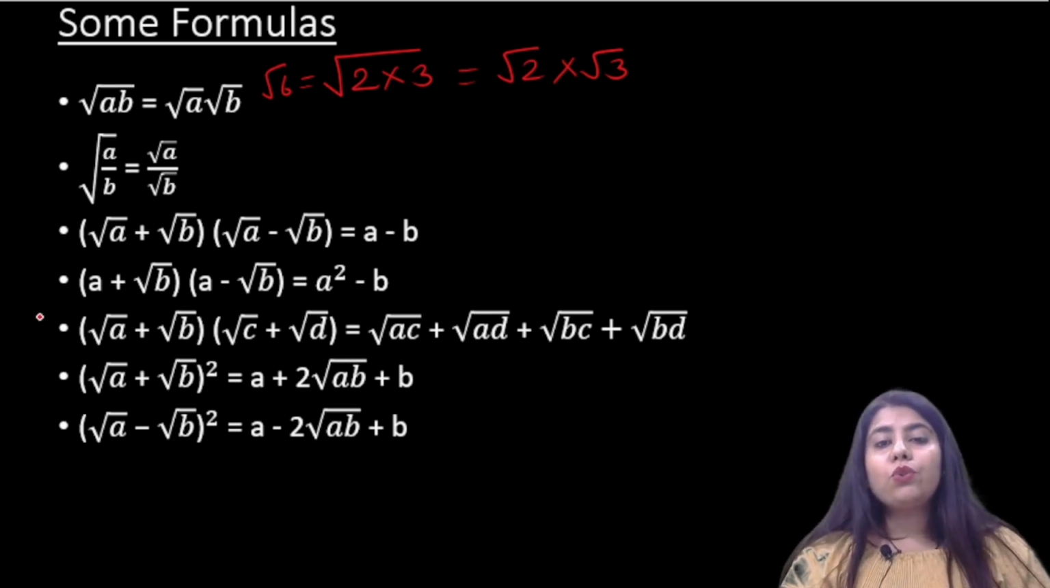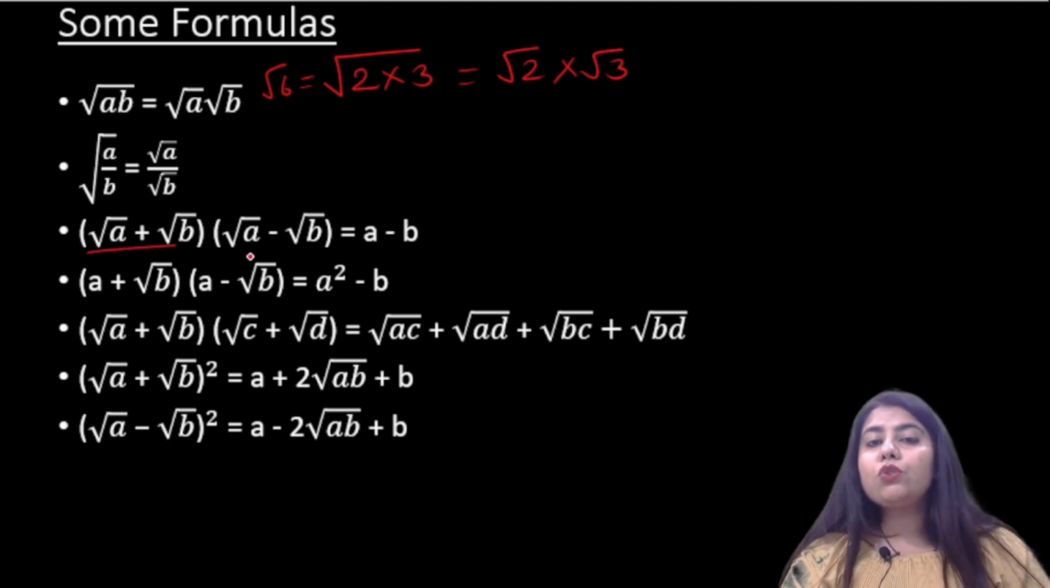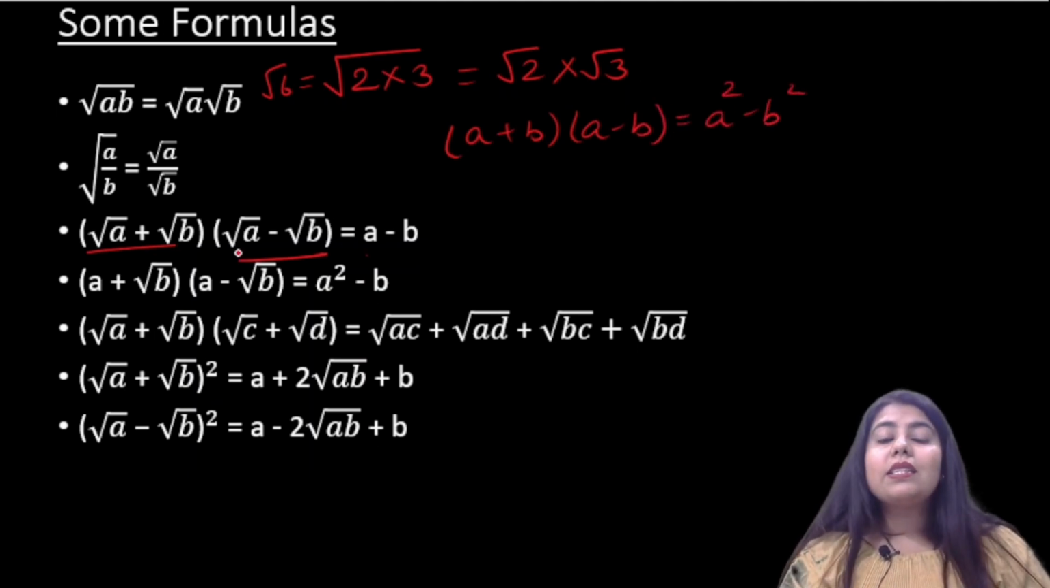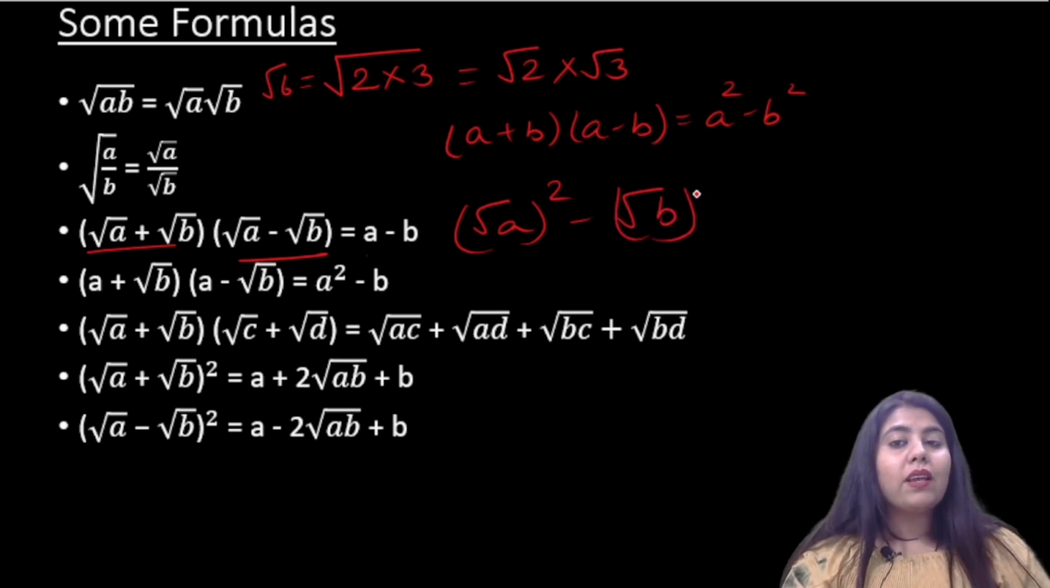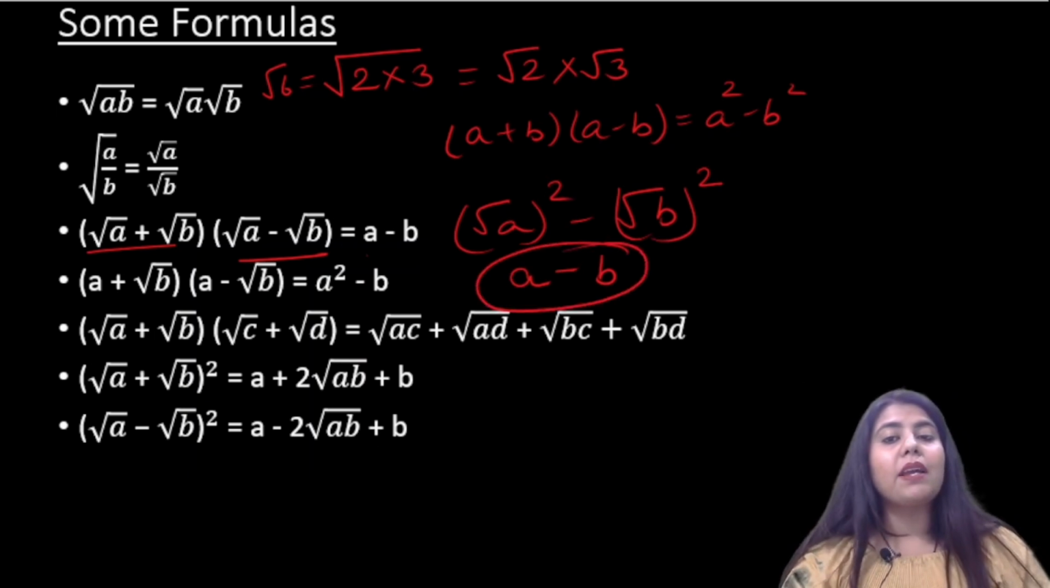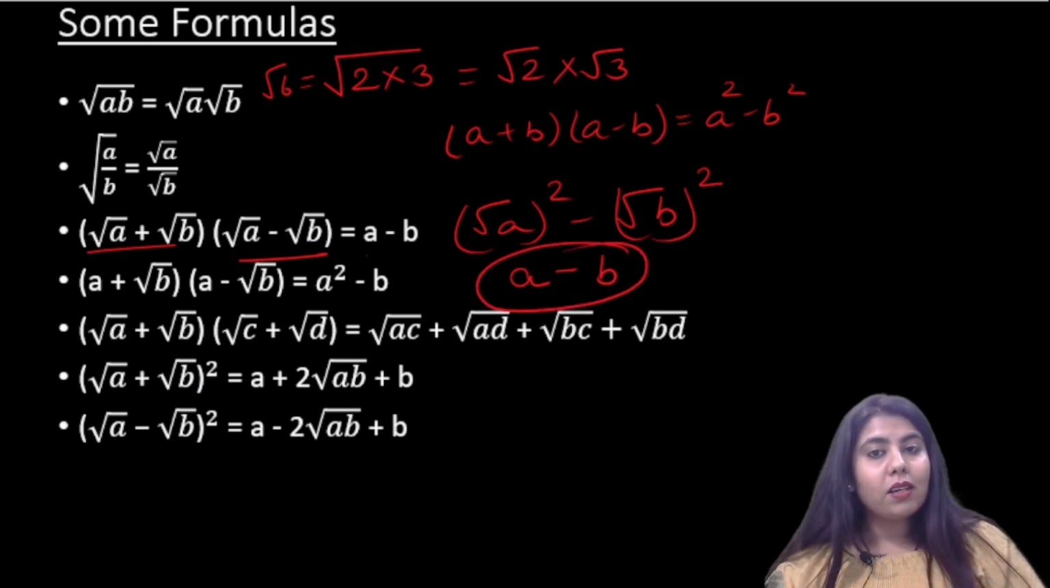Next is root A plus root B into root A minus root B. Here it is written as A minus B. We know there is a formula: A plus B into A minus B is equal to A square minus B square. In a similar manner, here we are taking root A plus root B and root A minus root B. So it will become root A square minus root B square. Root A square is A and root B square is B. So the answer is A minus B. Clear?